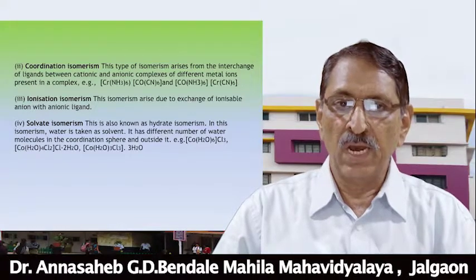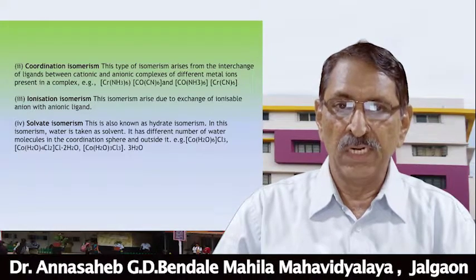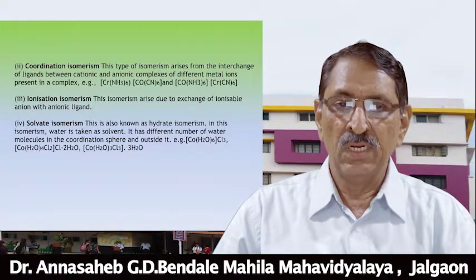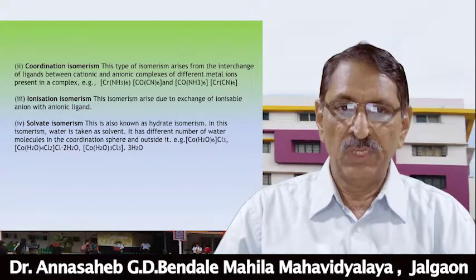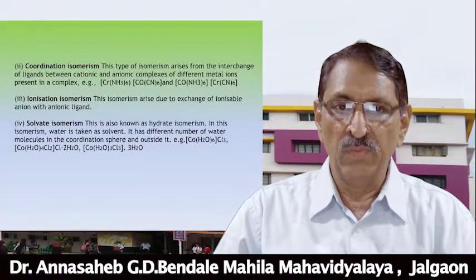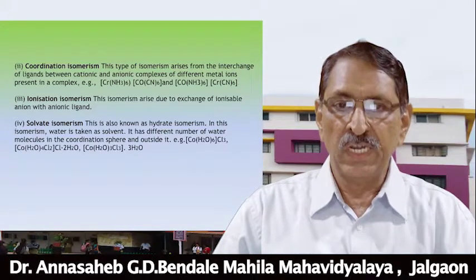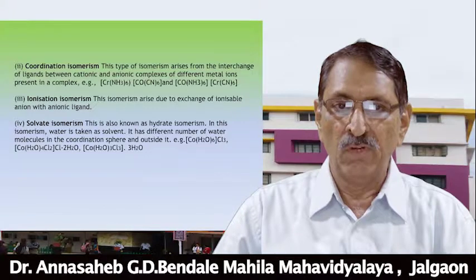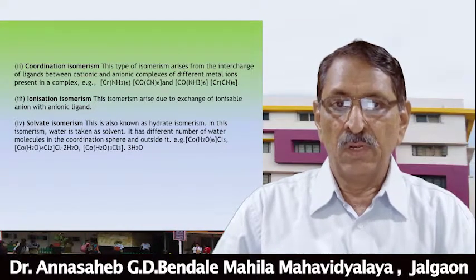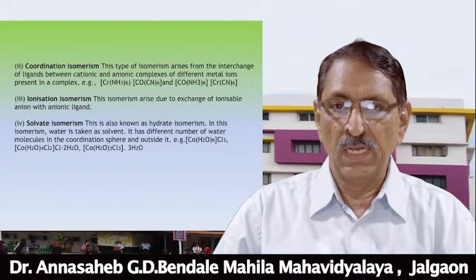Now, the third type is ionization isomerism. This isomerism arises due to the exchange of ionizable ions with the anionic ligands. The last type of structural isomerism is solvent isomerism. This isomerism is also called hydrate isomerism, and in this isomerism water is taken as the solvent. So it has a different number of water molecules in the coordination sphere as well as outside the coordination sphere. For example, take hexaaqua cobalt(III) chloride.